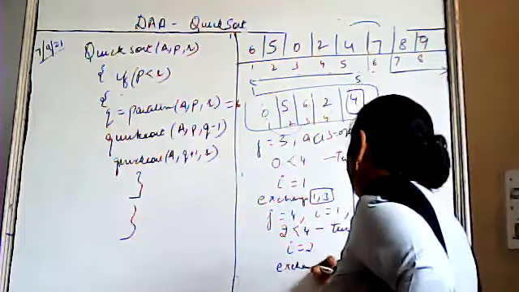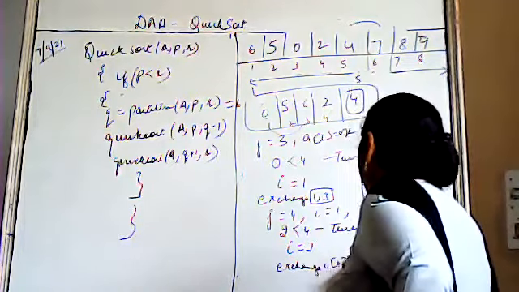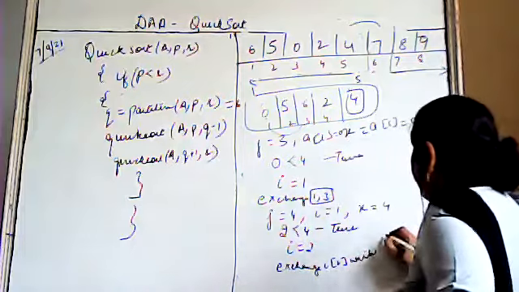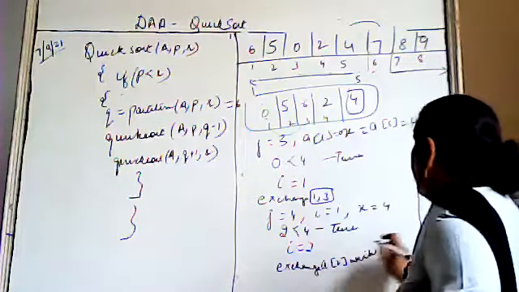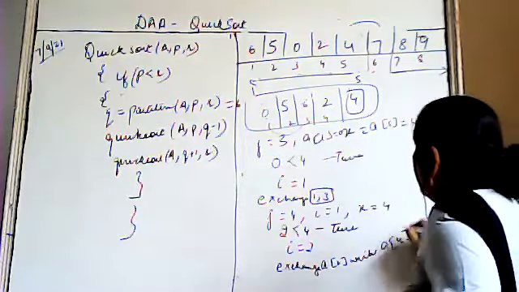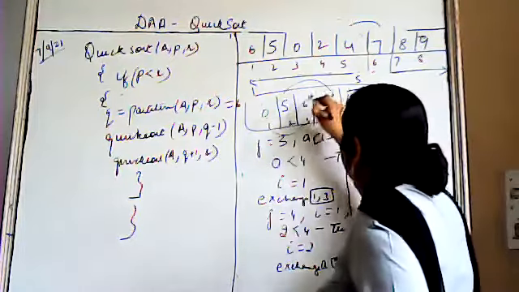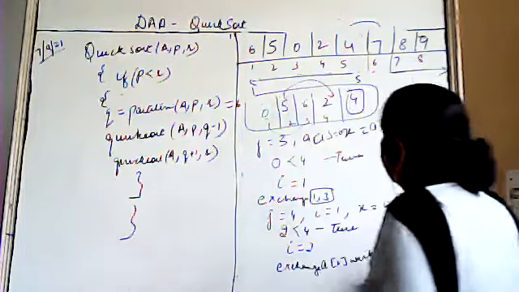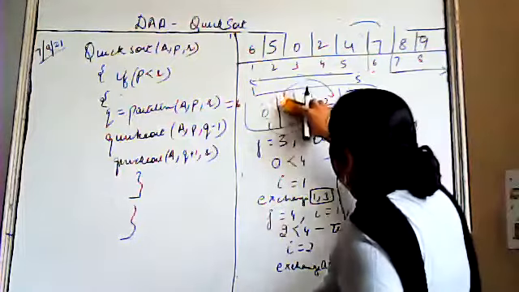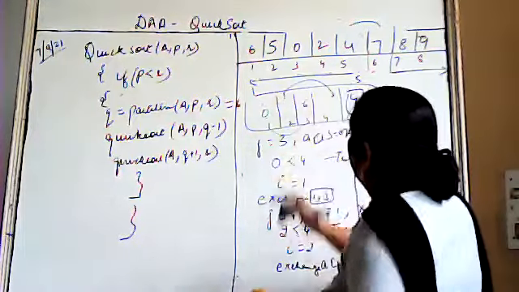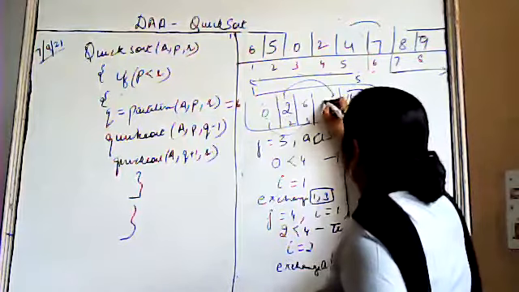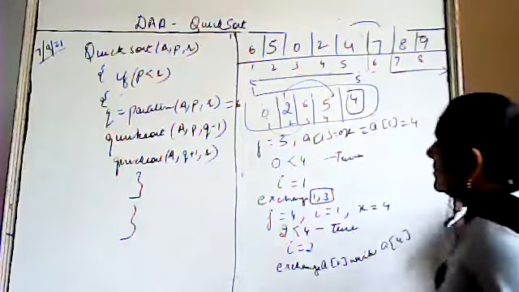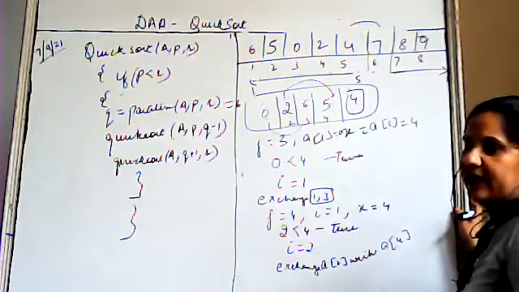Exchange A of 2 with A of 4. So exchange these two numbers, 2 with 4. So you will get 0, 2, 6 and 5.